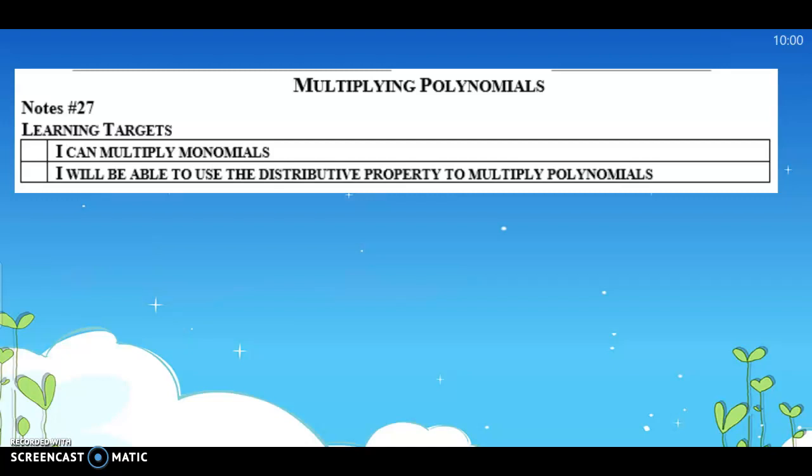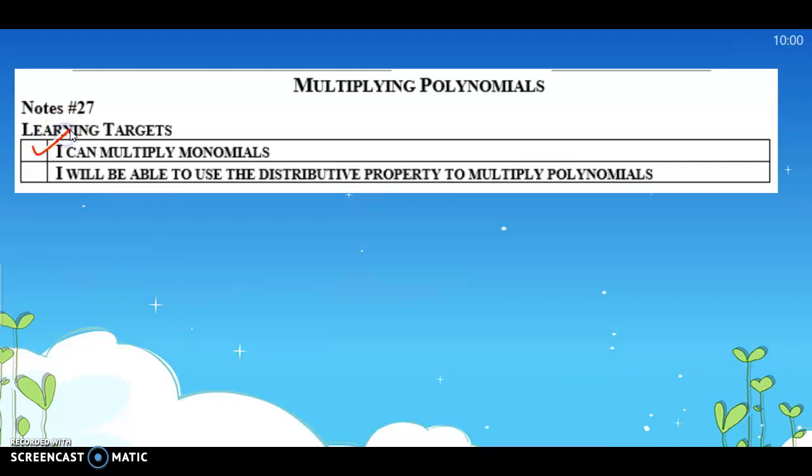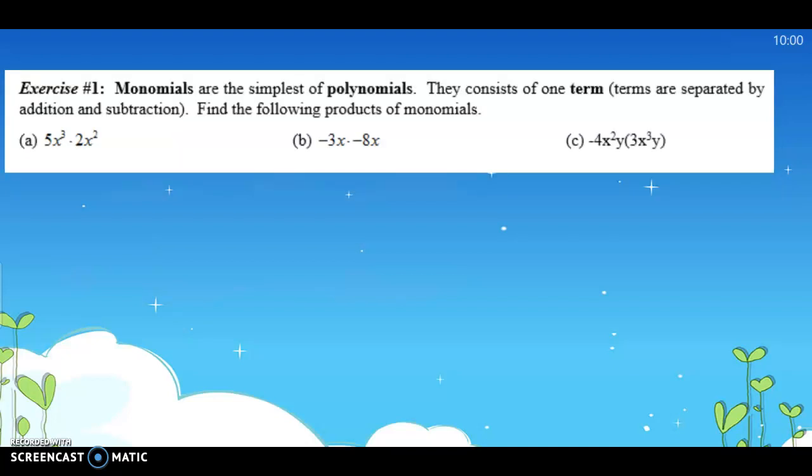So, lesson 27, multiplying polynomials, right on the heels of adding and subtracting, which we will use. By the end of this, you will be able to multiply monomials. Check. Check. And then I will be able to use the distributive property to multiply polynomials. And we're going to go through pretty much all the monomial times monomial, binomial times binomials and trinomials, okay? But we start with just the simple ones, the monomials.